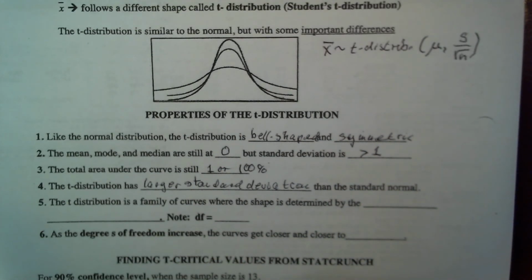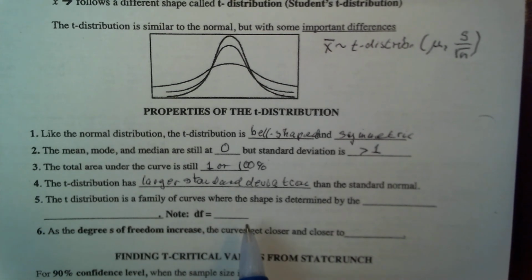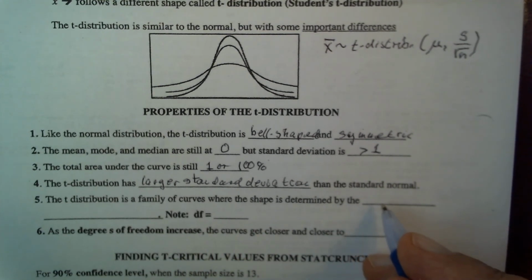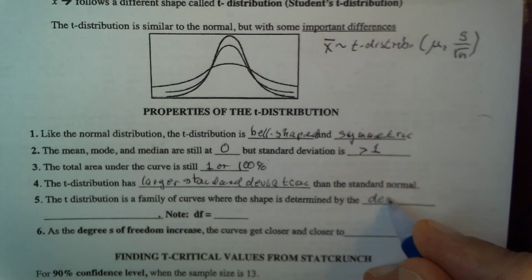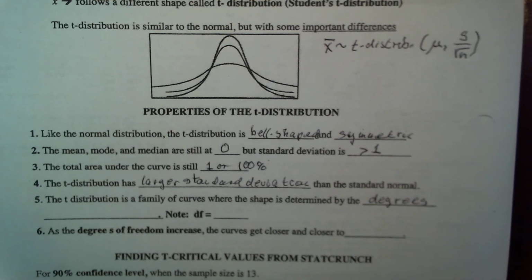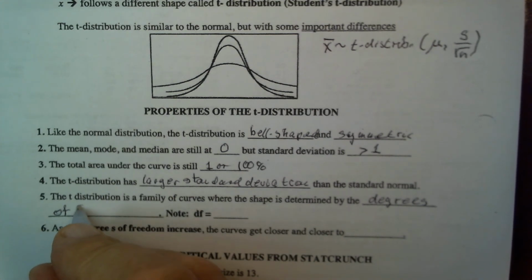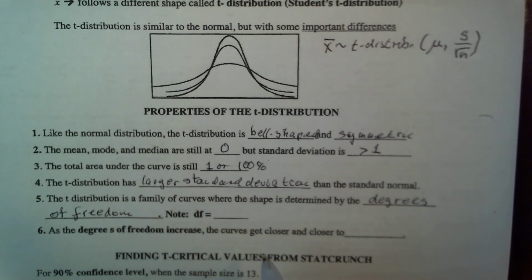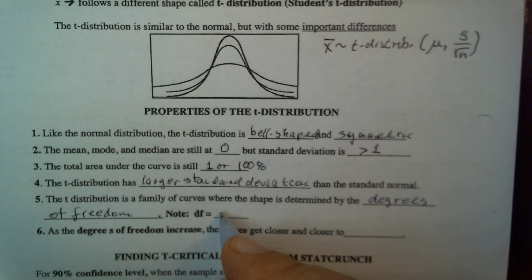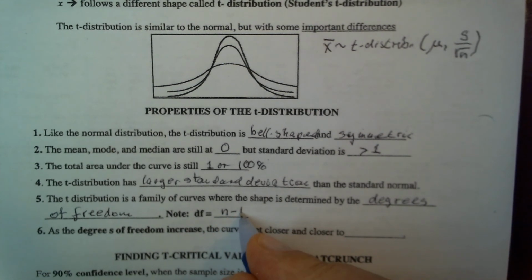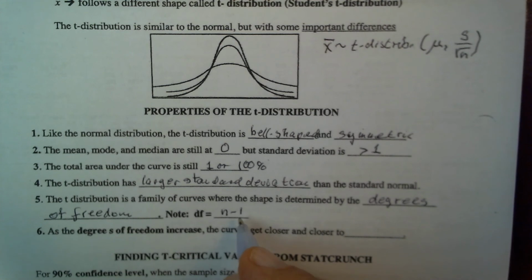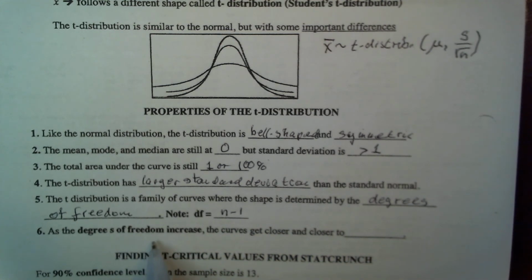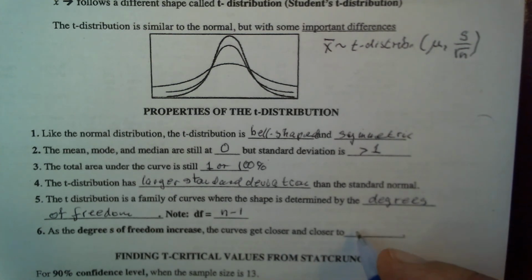And here's a new concept. The t-distribution is a family of curves where the shape is determined by the so-called degrees of freedom. We'll discuss later on where that term comes from. The degrees of freedom is typically n minus 1, the sample size minus 1. And as the degrees of freedom increase, the curves get closer and closer to the normal distribution.